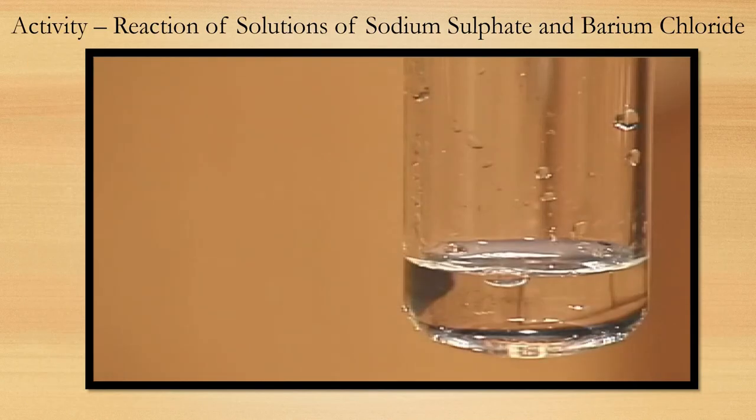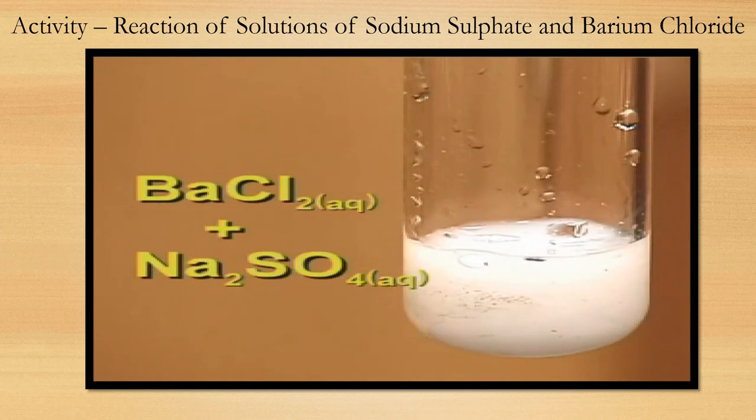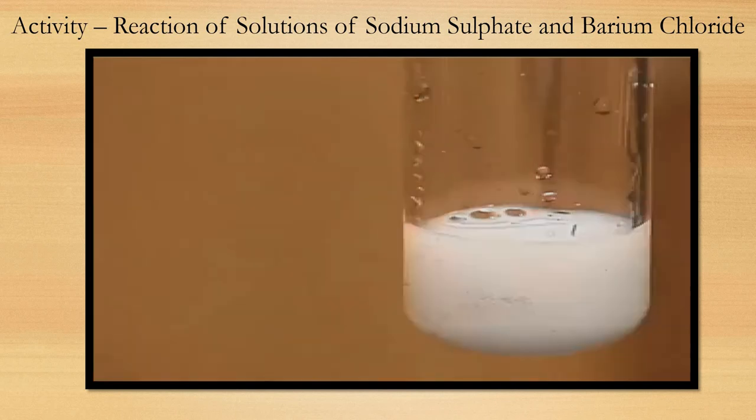See another example. When solutions of sodium sulfate and barium chloride are mixed, both being colorless solutions, it gives a white precipitate of barium sulfate. A white precipitate indicates that sulfate ions are present.